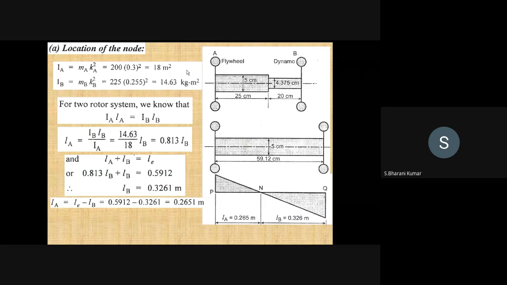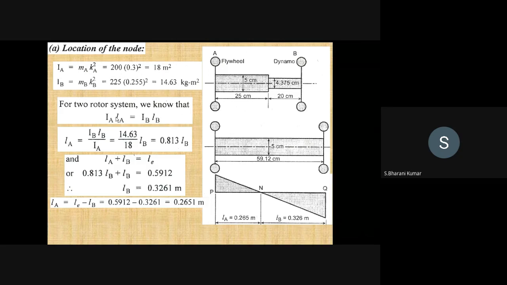And IA is nothing but mk square. These are the formulas, the IA and IB formulas. So the IA value is 18 kg meter square and the IB value is 14.63 kg meter square. Sorry, here kg is missing.